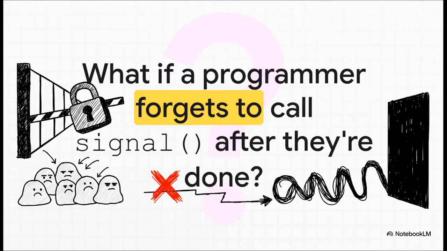So semaphores are awesome, right? Super powerful. But they have this one tiny little weakness. And that weakness is us, the programmers. What do you think happens if someone writes the code to call wait to grab the lock, but then they completely forget to call signal when they're done? Well, that resource is now locked, forever. And every other process waiting for it is just stuck, permanently.